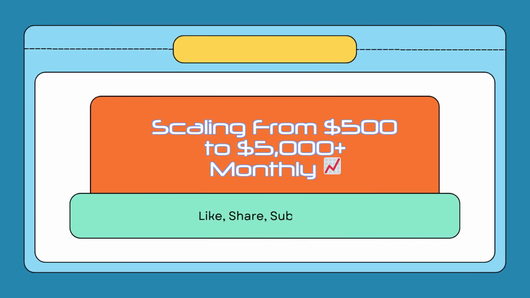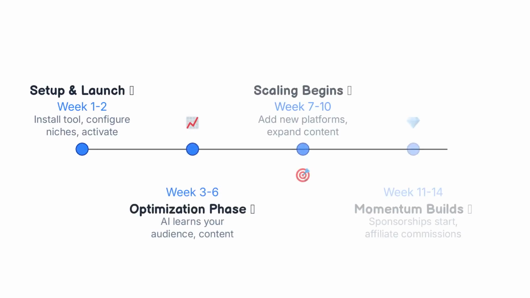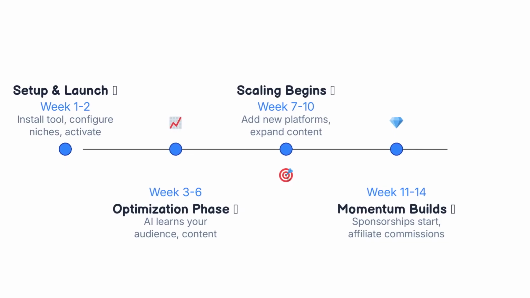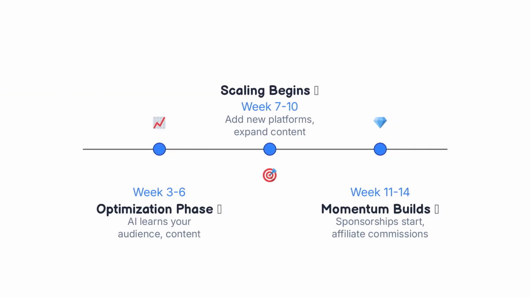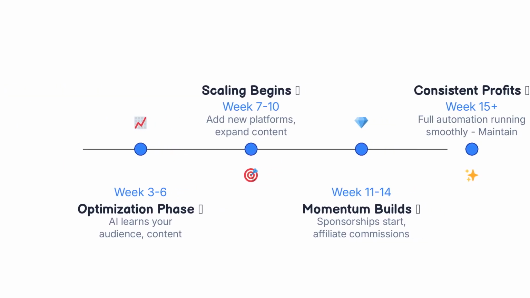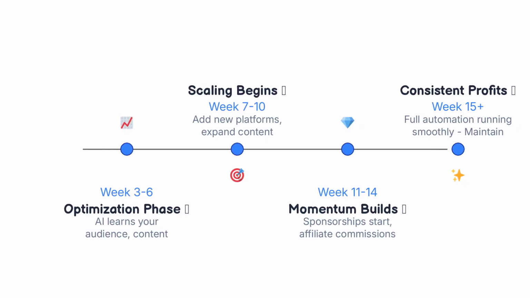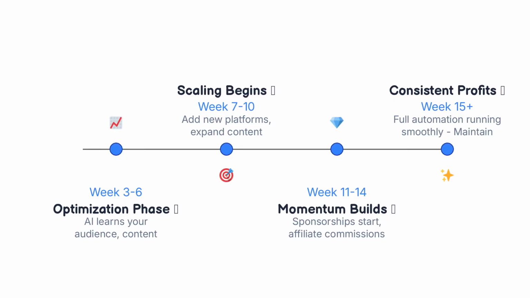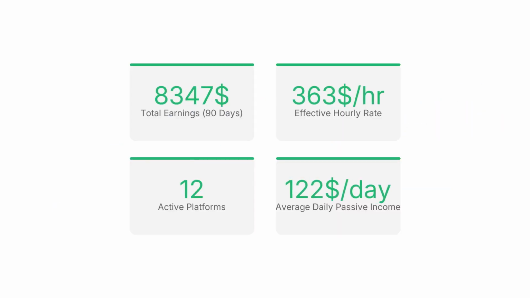Scaling from $500 to $5,000 plus monthly. Here's the realistic timeline of how you scale from your first $500 to consistent $5,000 plus months. This is based on data from over 10,000 successful users, so these aren't random numbers. This is what actually happens when you follow the system correctly. Let me hit you with the numbers that changed my life.